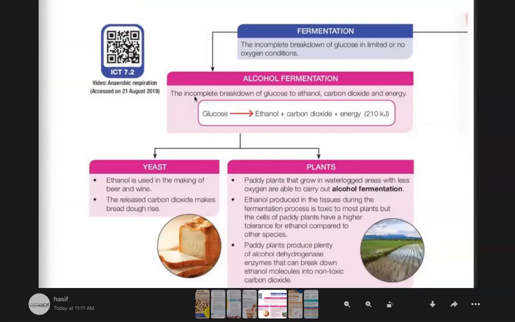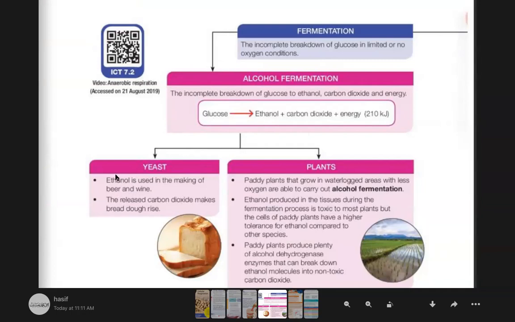Tapi kalau kita guna anaerobic respiration atau fermentation, only a little. And then incomplete. Sebab apa? Sebab kita tak menggunakan oxygen. So this is the product. Okay. So contoh dia apa? Yeast. Ethanol, ni awak tengok ni. Dia akan hasilkan apa? Okay, yeast tu dia akan buat anaerobic respiration ataupun alcohol fermentation where the glucose will be incompletely break down into ethanol, carbon dioxide and energy.